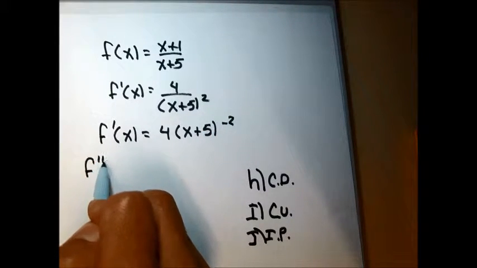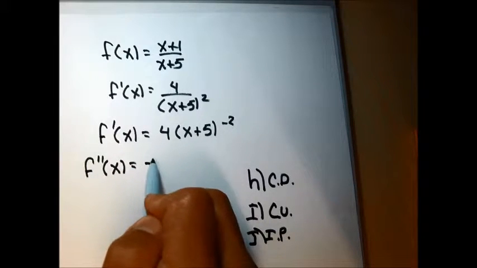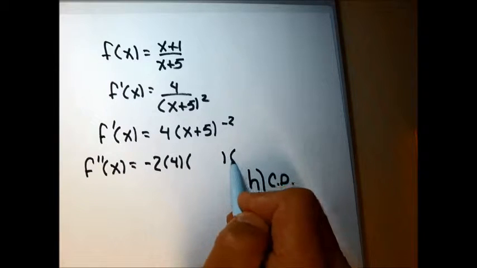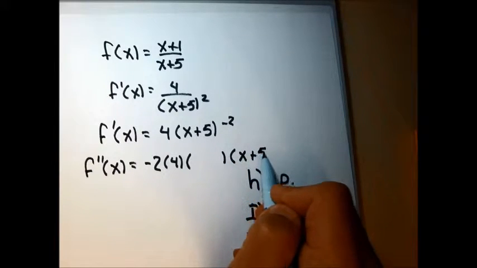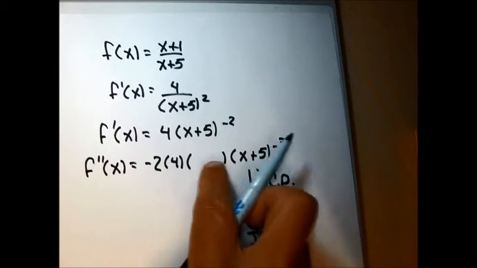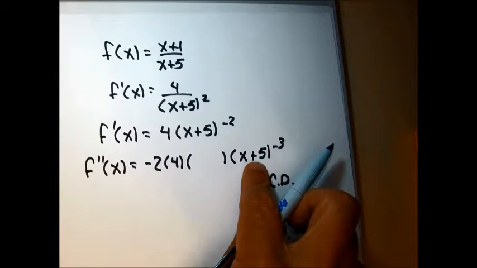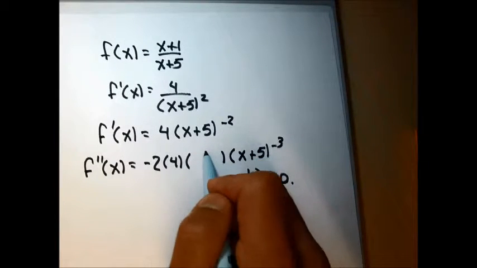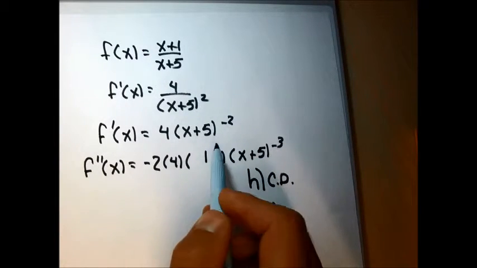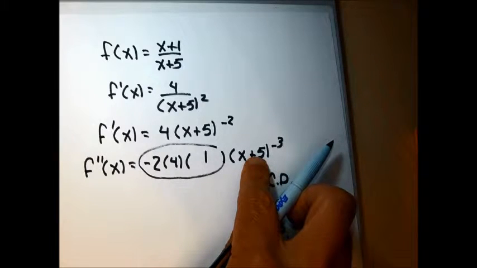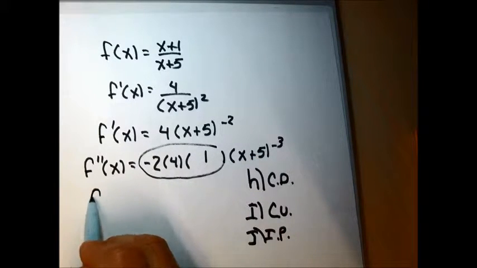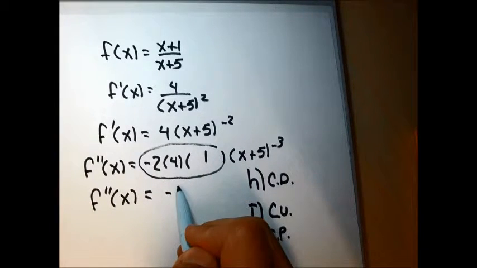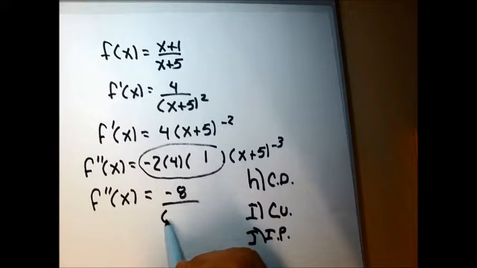I'm going to go f double prime, which is the second derivative, equals negative 2 times 4, leave myself some room, and then lower the exponent by 1 to negative 3. Inside where I left the room, I put the derivative of the contents of this parentheses. The derivative of x is 1, the derivative of 5 is 0, so I put a 1 there. Now I'm going to multiply these three numbers, put this back down to the denominator of a fraction to make its exponent positive. I'll get f double prime of x equals negative 8 over x plus 5 cubed.